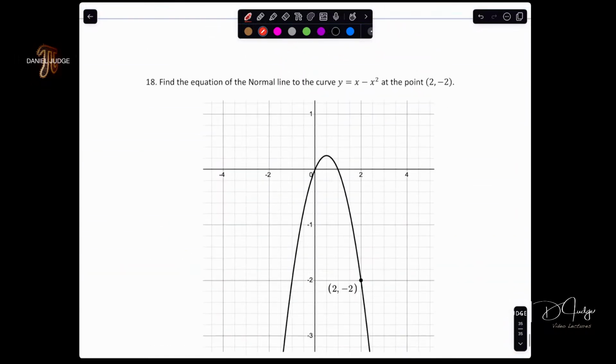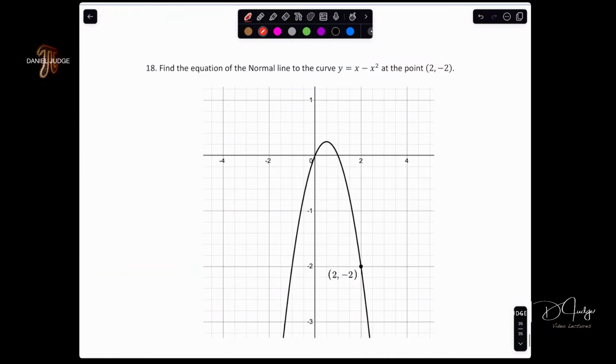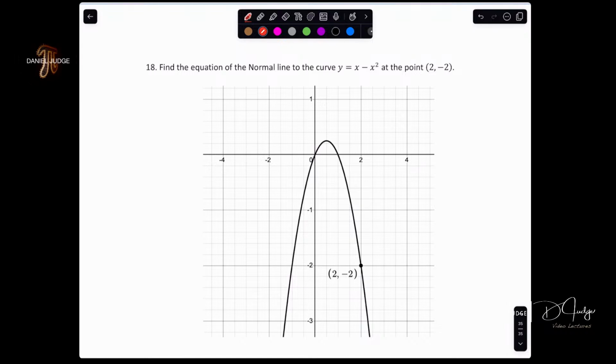There is no 18. Oh, there is an 18. All right, I'll do 18. It's a little late, but I'll do it. Okay. 18. Find the equation of the normal line to the curve at the point 2, -2.